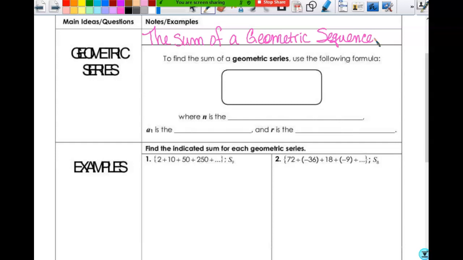And so we have a formula for this one, just like we did for arithmetic. Looks like this. The sum of the n terms that you're interested in is equal to, this is a big old fraction, the first term times 1 minus r to the nth power all over 1 minus r.